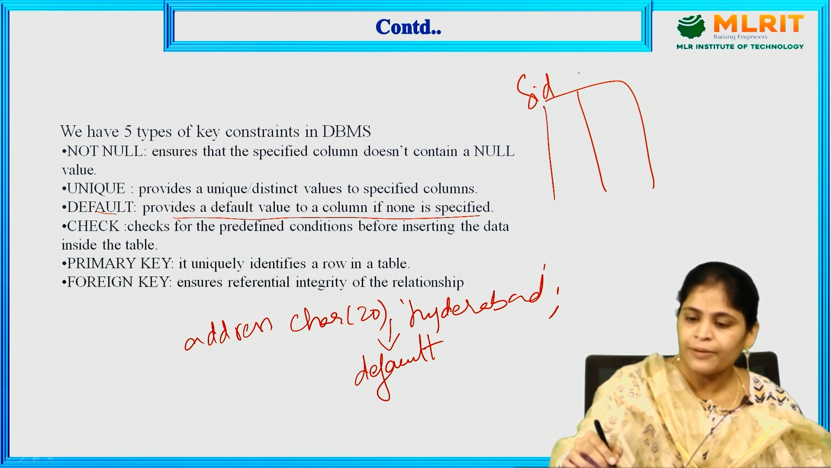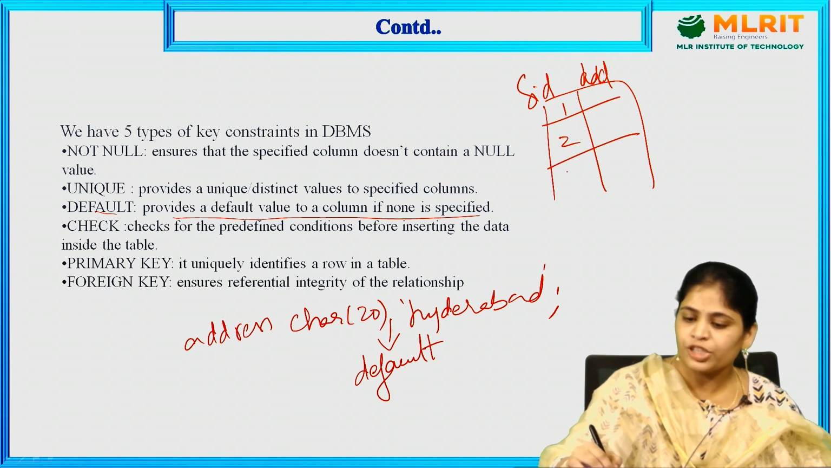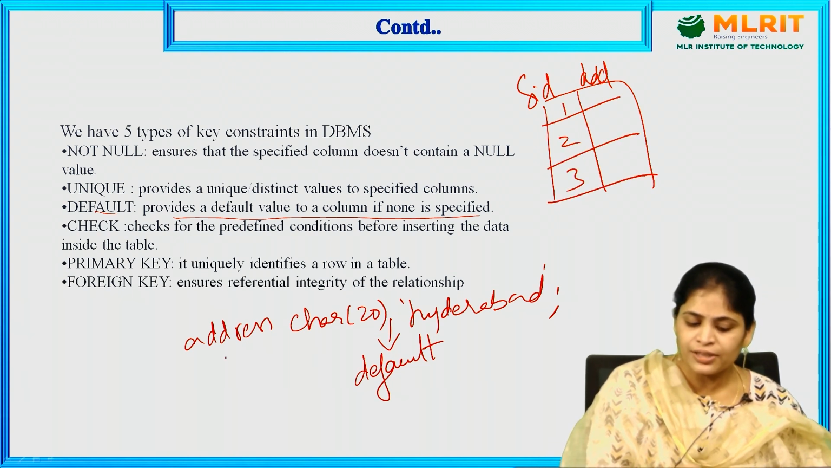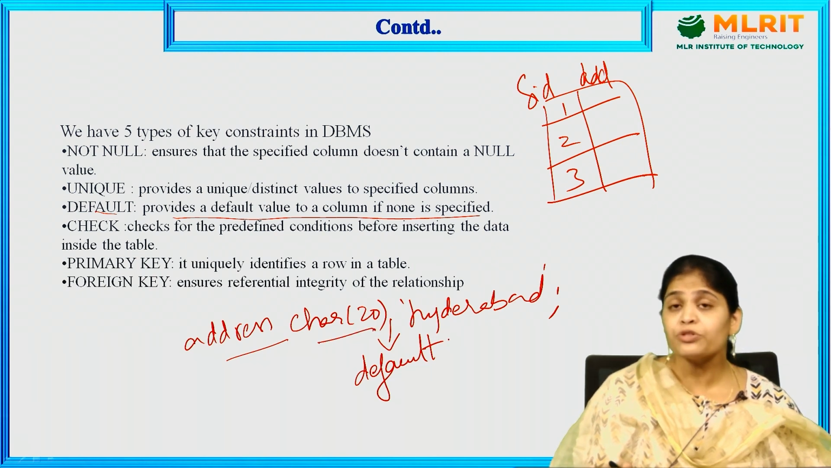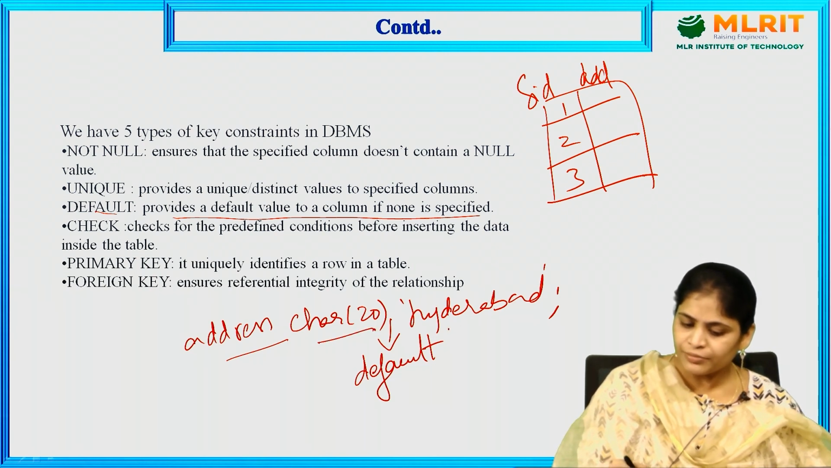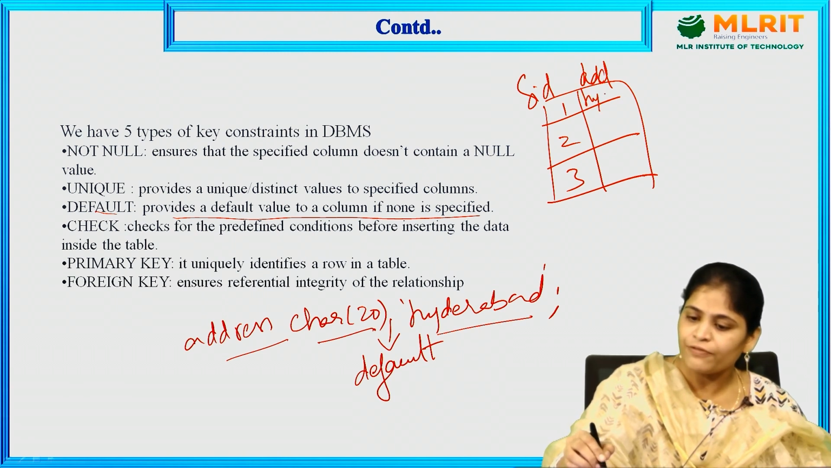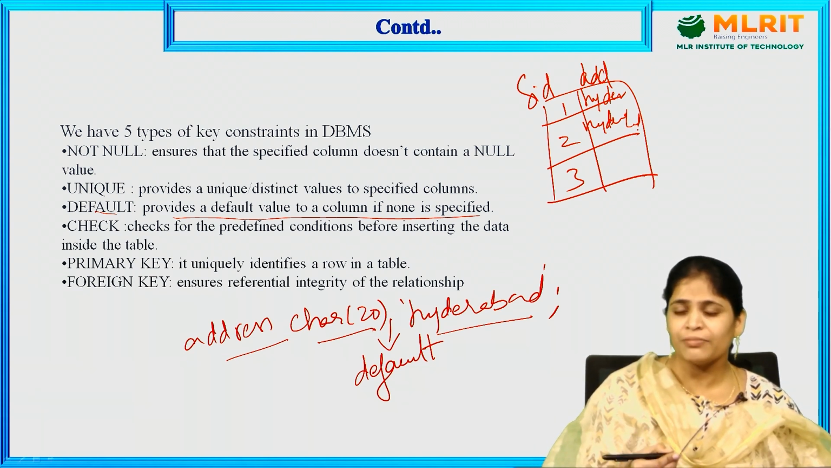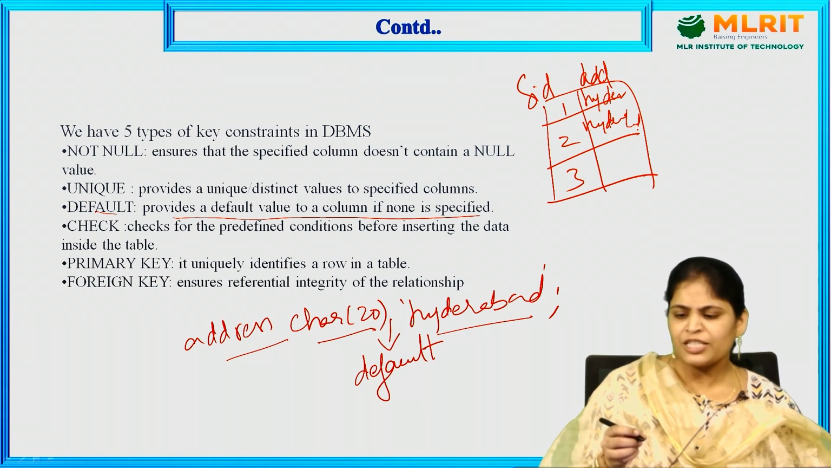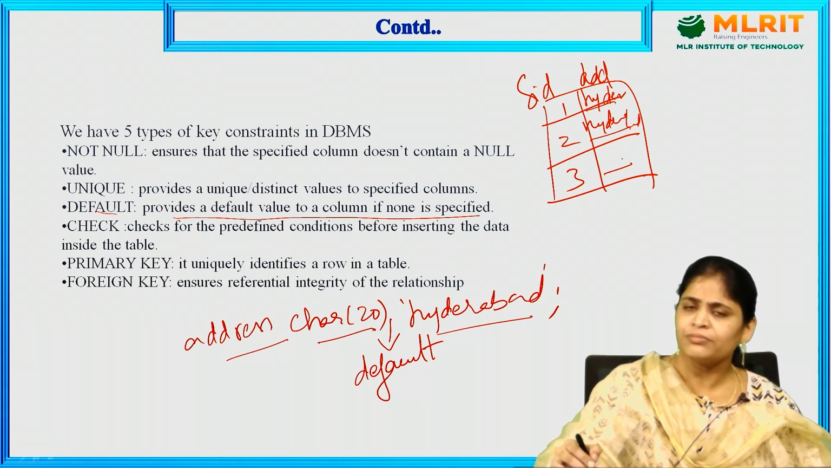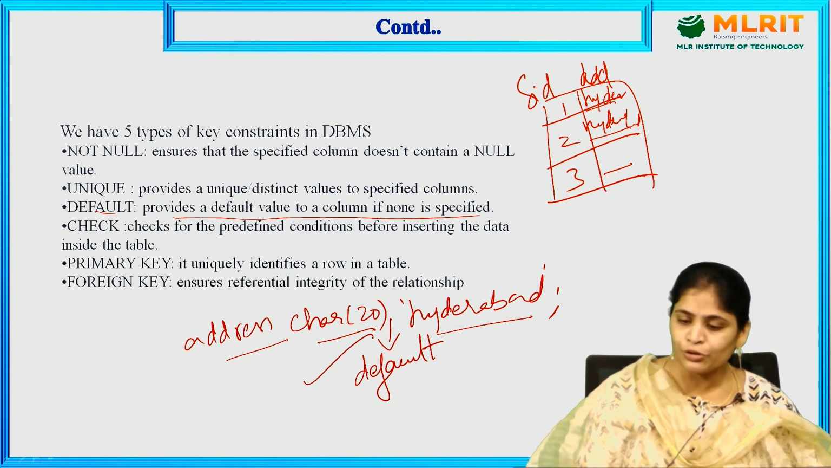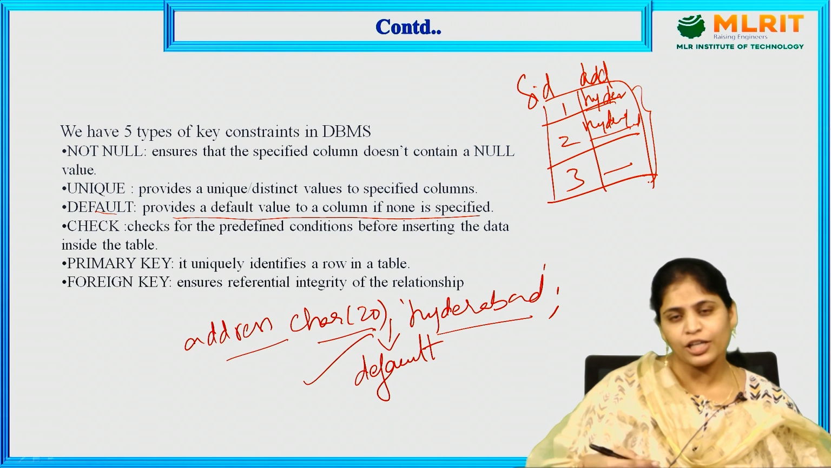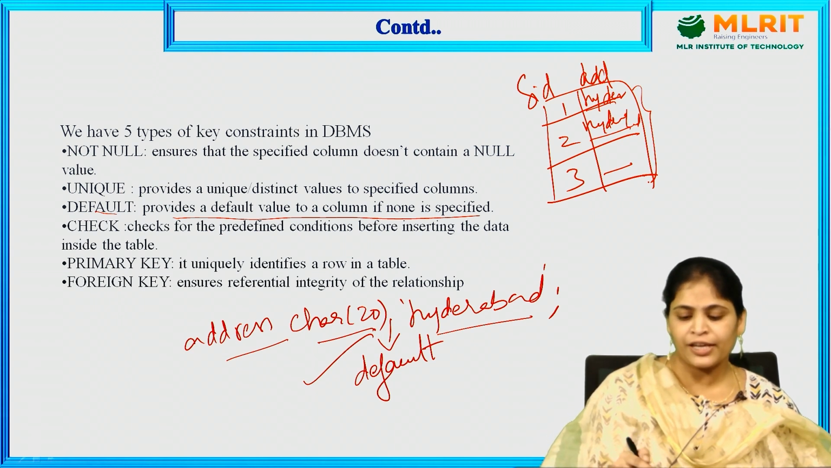For example, SID and address. This is the column. So 1, 2, 3. What is the address here, which is of character type, and I print default Hyderabad. So for each and every row, Hyderabad will be printed, irrespective of entering it each and every time for each and every tuple. By a single line, we can represent Hyderabad here. By default, the column will take Hyderabad.